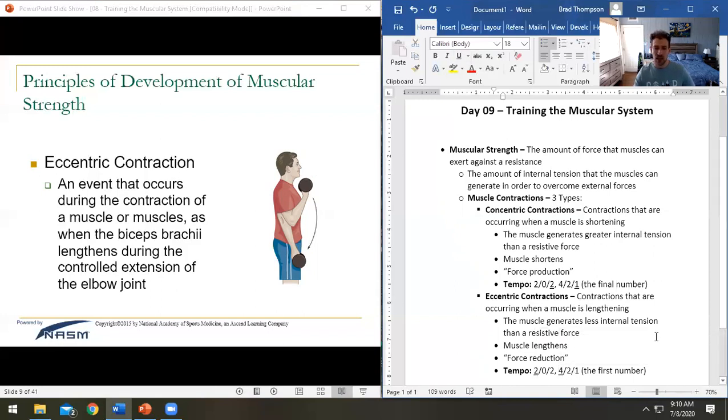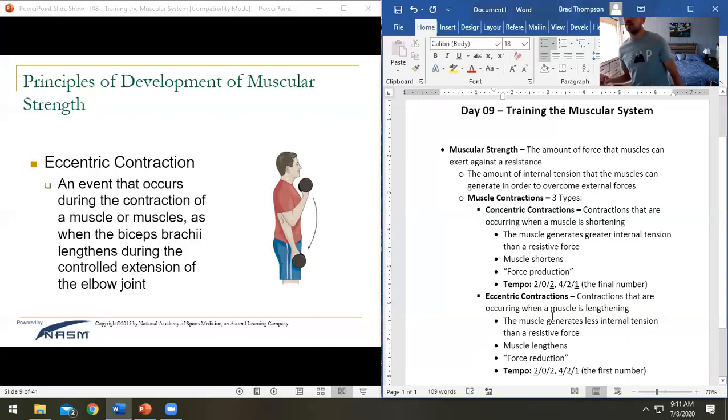For the record, and NASM doesn't take this approach, but just talking about labeling tempos, sometimes you'll see 4 numbers listed here. They'll put both sides of the isometric. So there's technically the pause in between reps that's taking place.